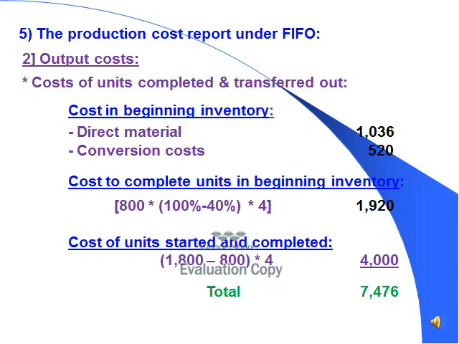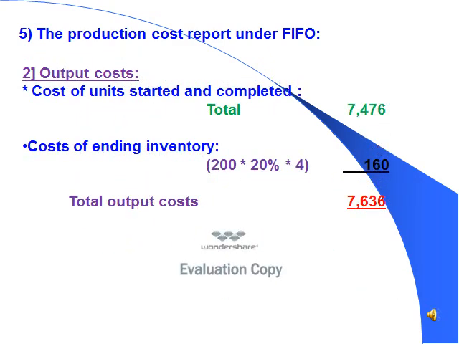The third part, cost of units started and completed. To calculate units started and completed, that's equal units completed minus beginning inventory. So 1,800 units minus 800 units times the cost per unit 4 equal 4,000. The total cost of units completed and transferred out is 7,476. After calculating the cost of units started and completed, I will calculate cost of ending inventory.